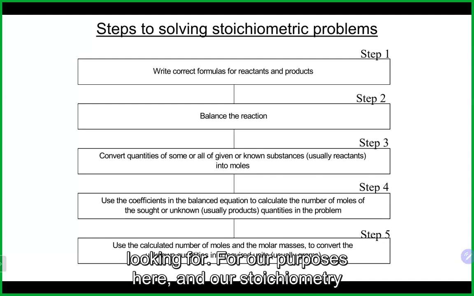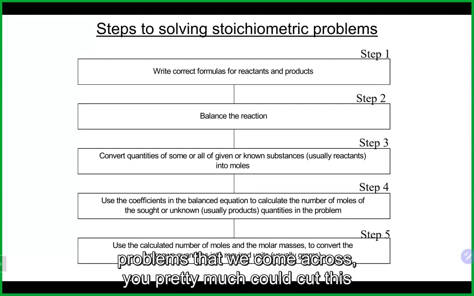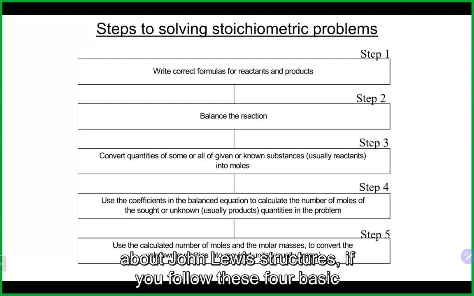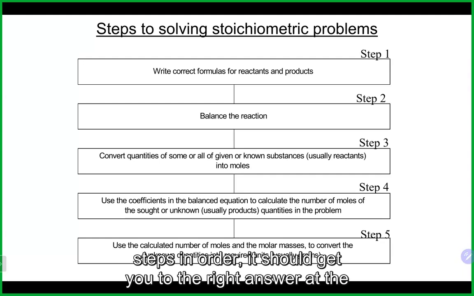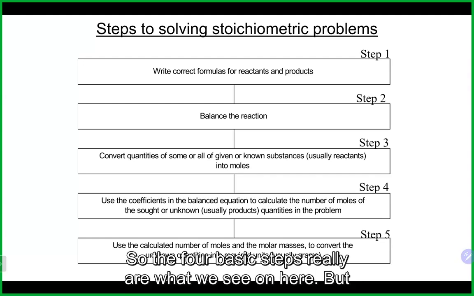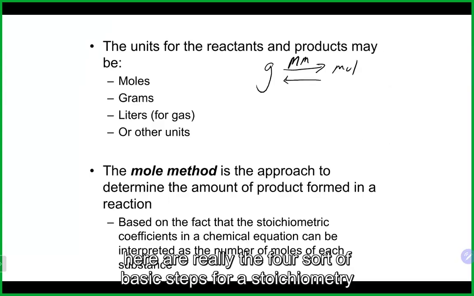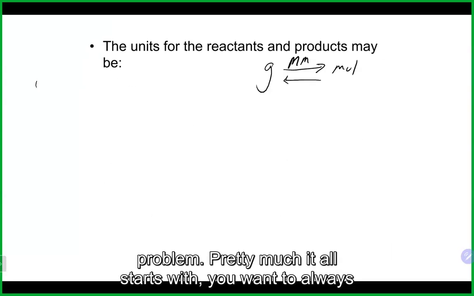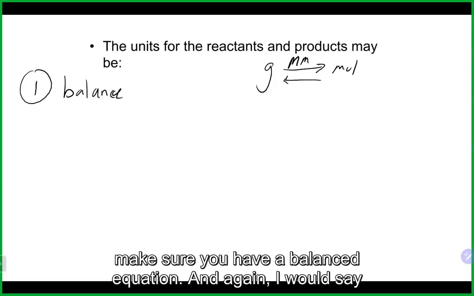For our purposes here in the stoichiometry problems that we come across, you pretty much could cut this down to 4 basic steps. Kind of like when we talked about drawing Lewis structures, if you follow these 4 basic steps in order, it should get you to the right answer at the end. So if you just follow these steps and do it. The 4 basic steps really are what we see on here, the 4 basic steps for a stoichiometry problem. Pretty much it all starts with, you want to always make sure you have a balanced equation.